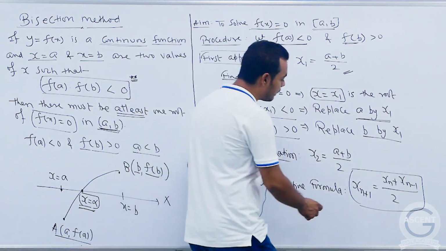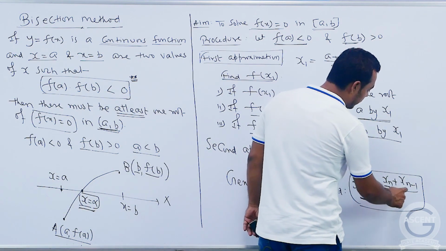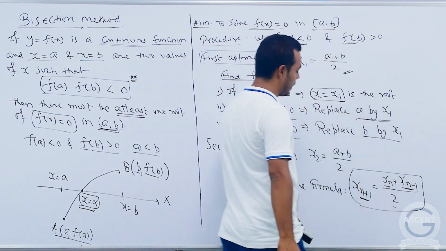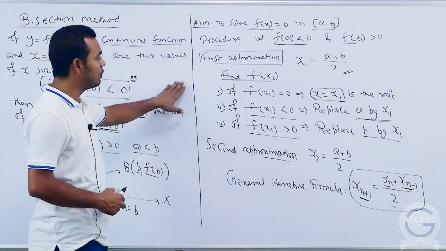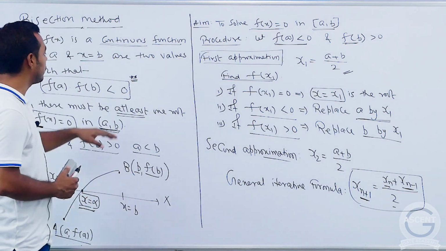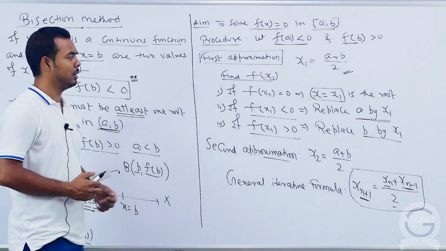and the general iterative formula will be x(n+1) equals (xn plus x(n-1)) by 2. So these are the steps that you have to follow in the bisection method. Now we'll take one example and we'll see how to apply these concepts.